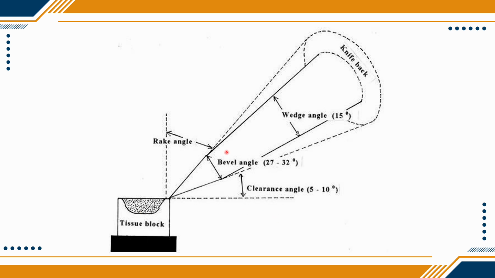Then you also have your bevel angle, which is the angle formed by the front facet and the back facet of the blade, which typically has a variable range at a 35-degree angle. And lastly, you have your rake angle, which is the angle formed by the vertical axis of the tissue block against the front facet of the blade. Yun yung tinatawag natin na rake angle.